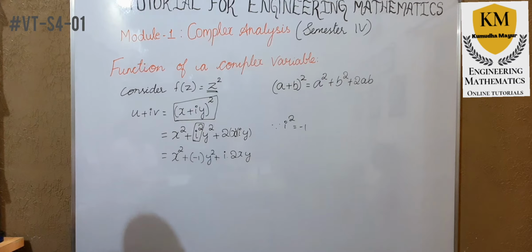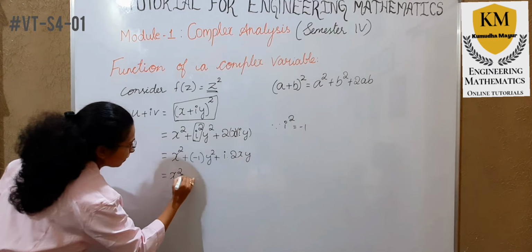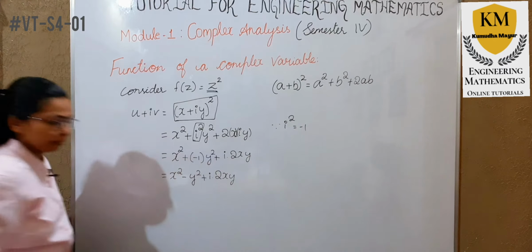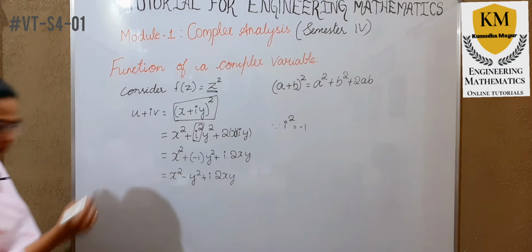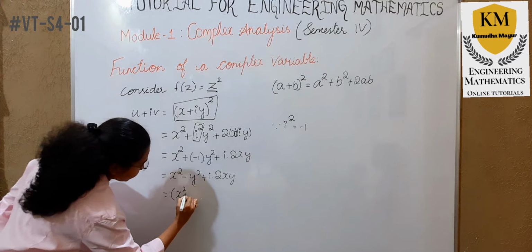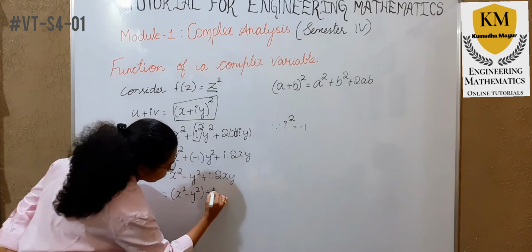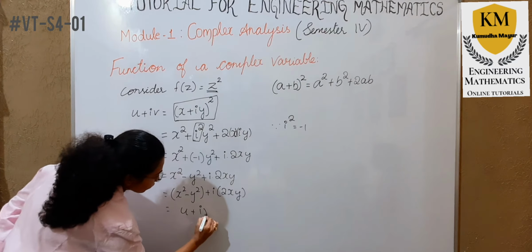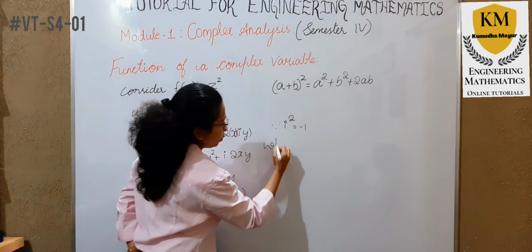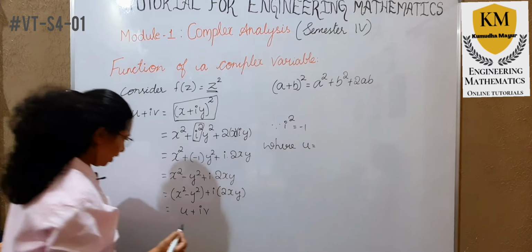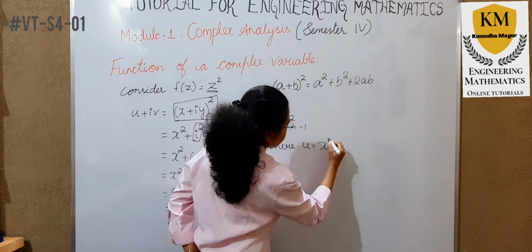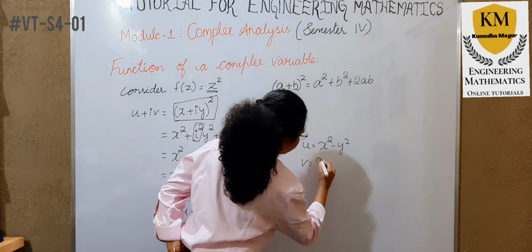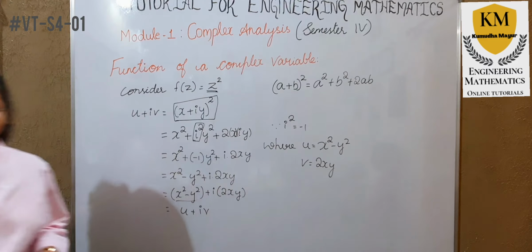So this further I can write as x square minus y square plus i into 2xy. So this again I can write properly, let me put it in braces, plus i of 2xy. Now you could observe that this is in the form of u plus iv, where u is equal to x square minus y square and v is equal to 2xy. This is by considering the Cartesian form.